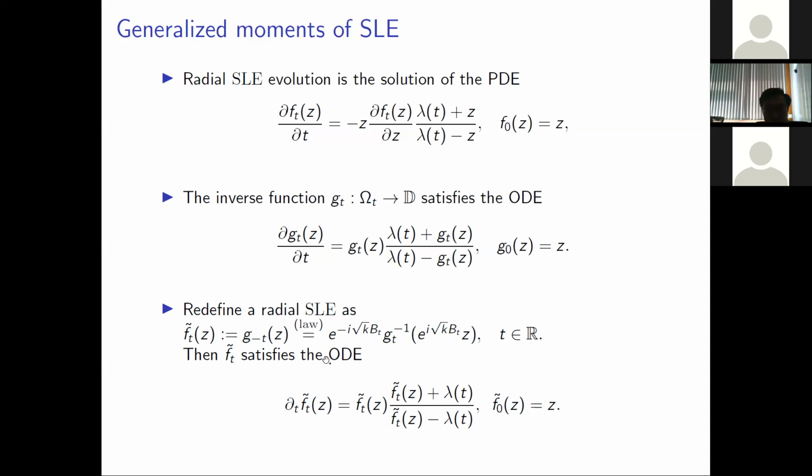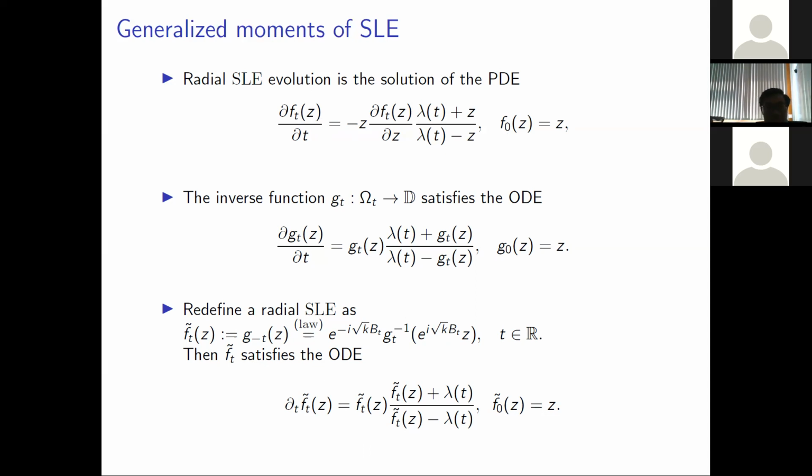we can modify F to have a function F tilde T which has the same law at radial one as F T. And so F tilde T satisfies an ODE instead of a PDE. So they have the same law, but one satisfies an ODE, one a PDE. So we will use the radial one satisfying the ODE for our analysis.